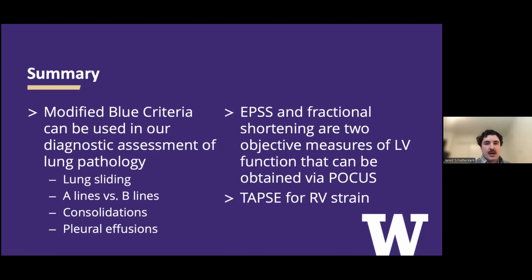So, in summary, the modified BLUE criteria can be used in our diagnostic assessment of lung pathology. We look for lung sliding, we look for A lines versus B lines, we look for consolidations, and we look for pleural effusions. And then EPSS and fractional shortening are two objective measures of LV function that can be obtained via POCUS. And then we can think of TAPSE for RV strain.